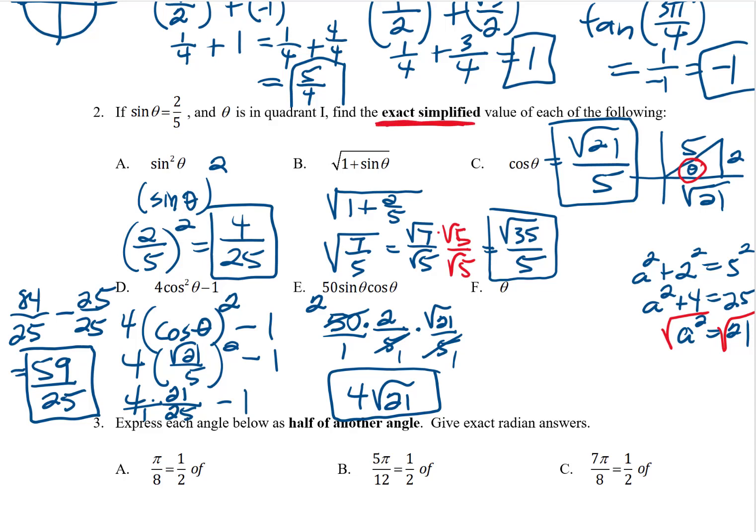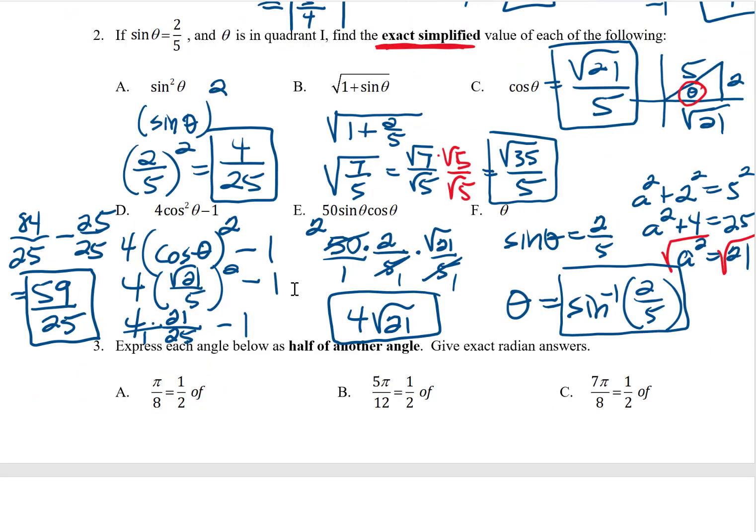This is not one of our special triangles, so the best I can do here is start with a trig ratio like sine theta equals 2/5, and then say, well, I know since I'm in the first quadrant that theta is just going to be sine inverse of 2/5. We are making the assumption that theta is between 0 degrees and 90 degrees, but here would be the answer, sine inverse 2/5. Problem number 3, we want to express each given angle as half of another angle.